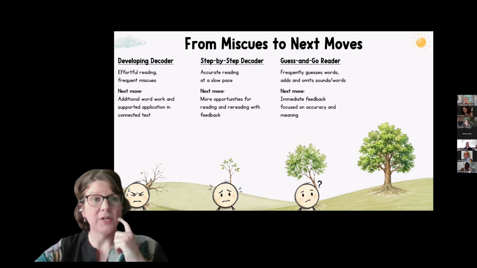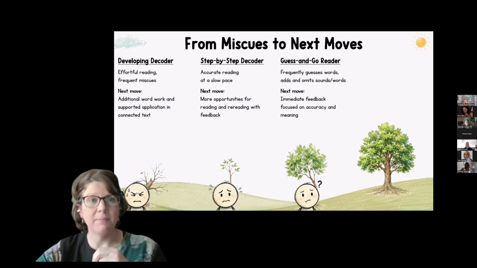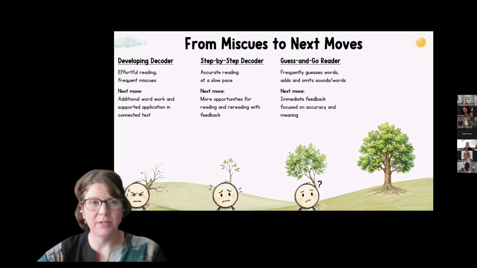We all know our guess and go readers. Their automaticity is pretty high, but their accuracy is not strong. They need immediate feedback focused on accuracy and meaning. And sometimes that will reveal that underneath that guessing, they're actually a developing decoder or a step-by-step decoder. And sometimes they've just developed a bad habit of not attending carefully to the words.